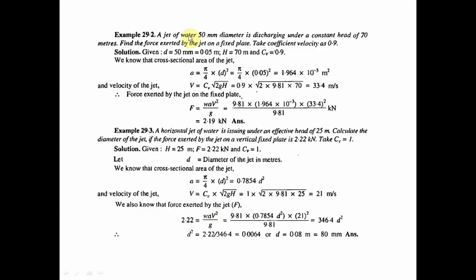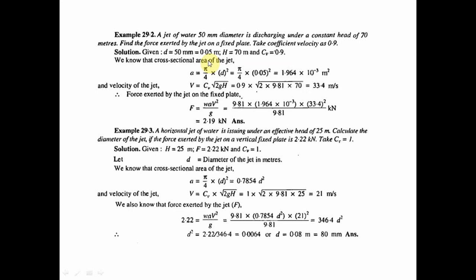Next one, a jet of water 50 mm diameter is discharged under a constant head of 70 meters. Find the force exerted by the jet on a fixed plate. Take coefficient of velocity as 0.9. So solution, given diameter is 50 mm, that is equal to 0.05 meters, and head is equal to 70 meters, and Cv equal to 0.9.